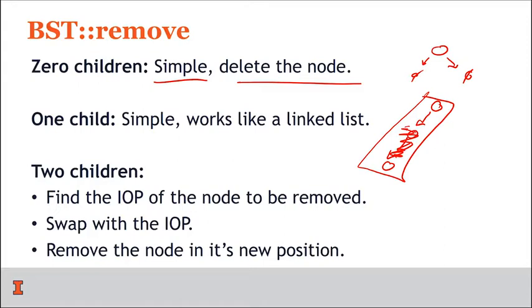The two children case is interesting. We need to find the IOP, or the in-order predecessor. We need to swap the node that needs to be removed with the IOP, and then we need to remove that node in its new position, which will either be a case of a one-child remove or a zero-child remove. So we have this algorithm that's somewhat recursively defined in the sense that we're swapping something and then removing it using that same remove algorithm. But by doing that, we're guaranteeing that this swap is going to be an easier case.